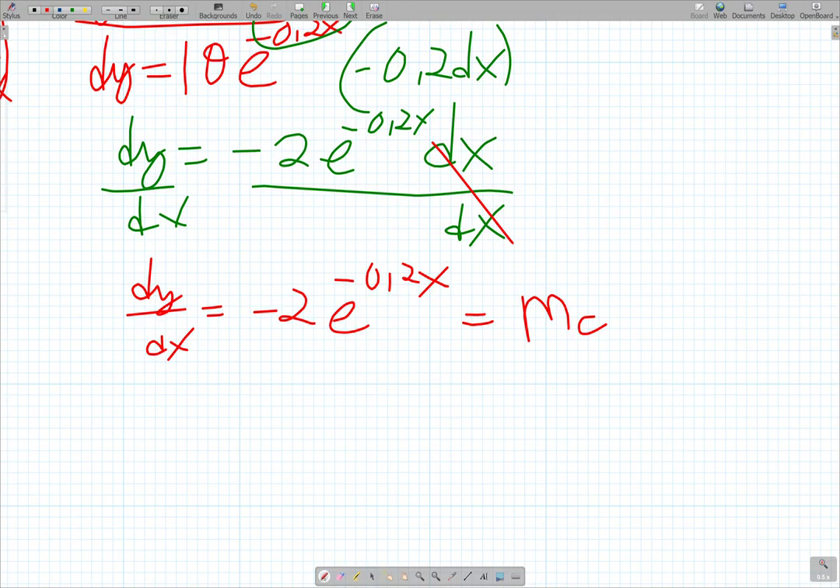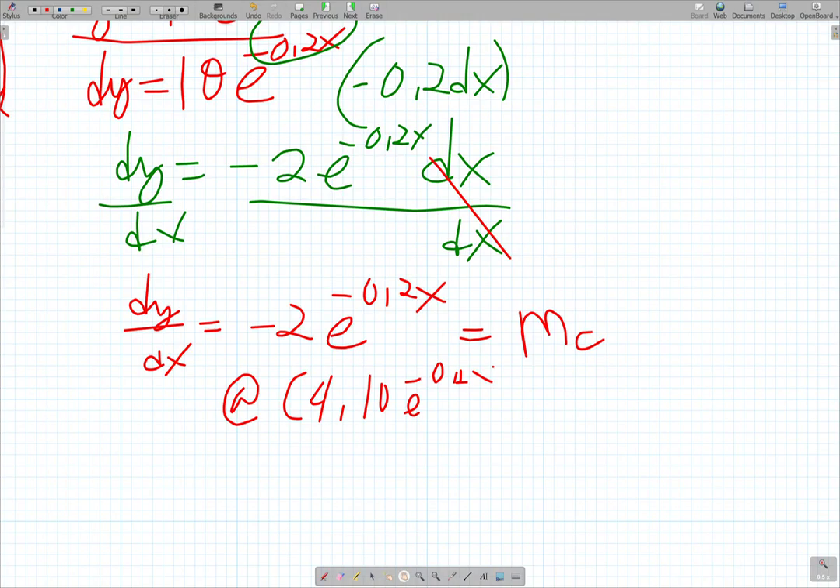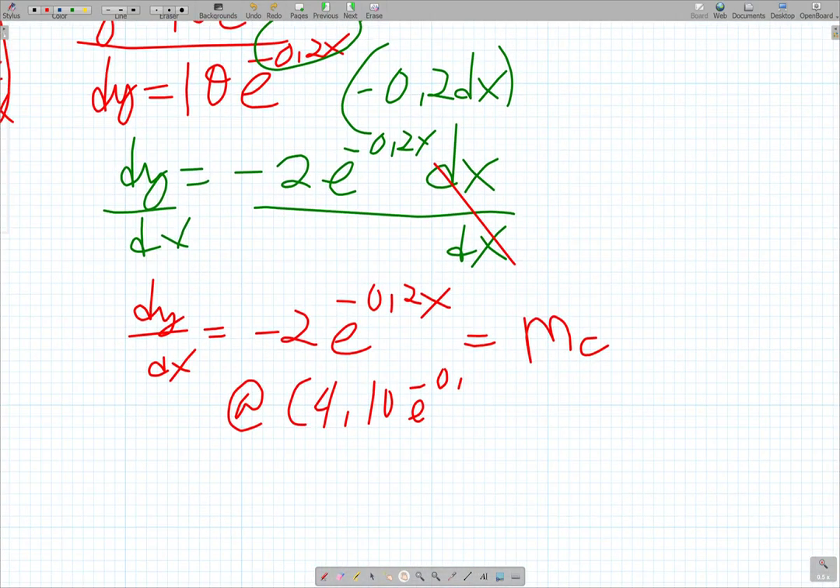Alright. So since at 4 and 10 e negative 0.8, ba yun? Or 0.8? Oh, 0.8, no? Okay. 0.8.